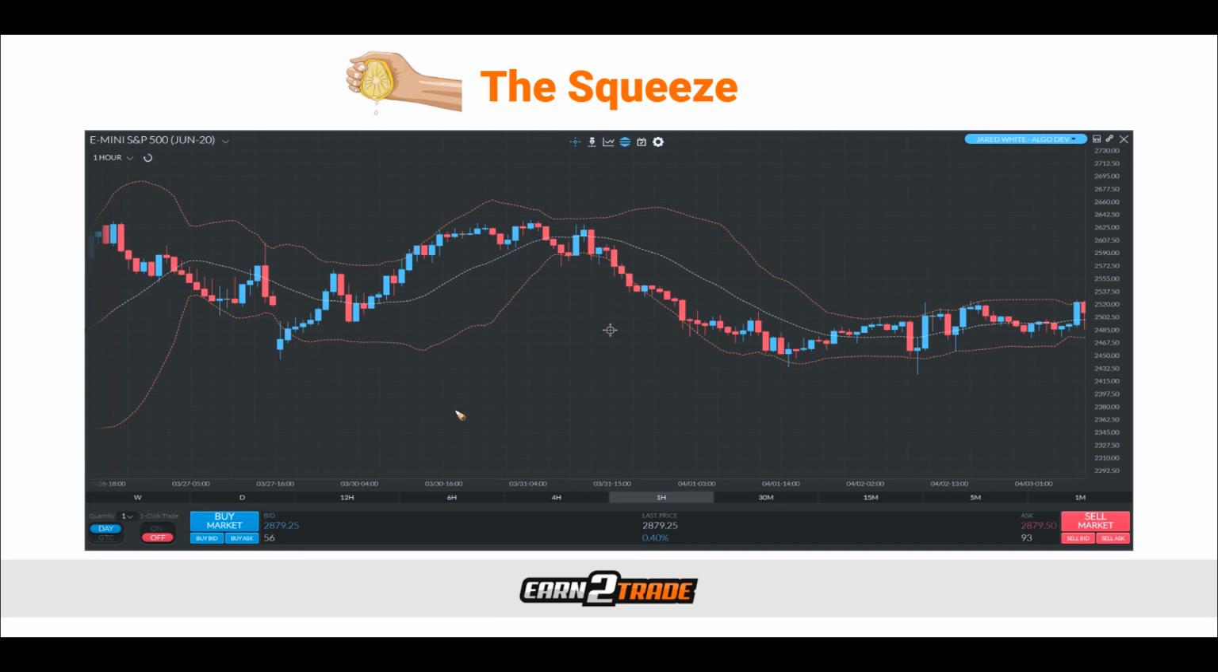The next strategy that I want to discuss is one that is very valuable to be aware of just due to the fact that it occurs many times throughout the trading day on multiple assets anytime we apply Bollinger Bands to them. And this is called the squeeze. Not only is it a fun strategy to be aware of, but it's kind of fun to say as well.